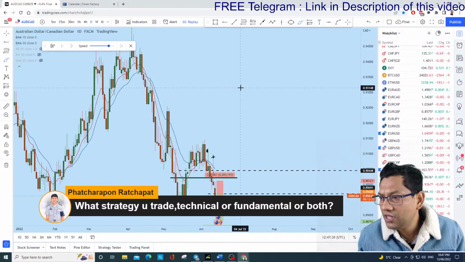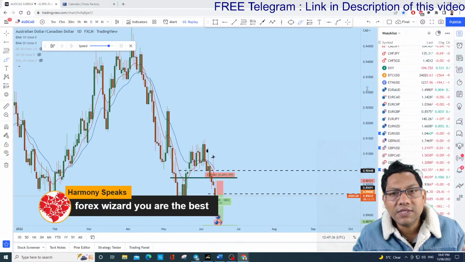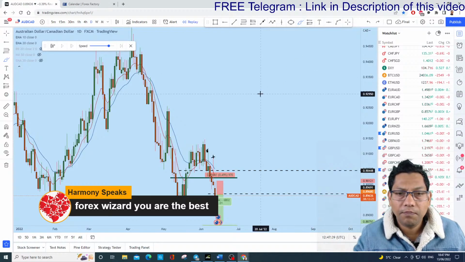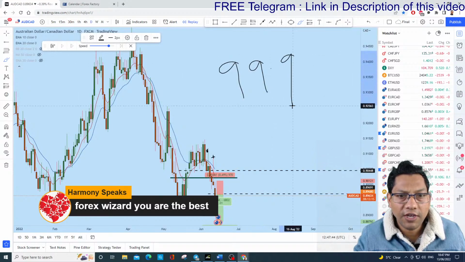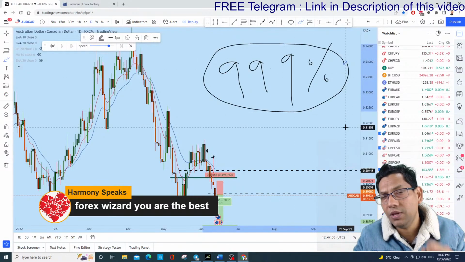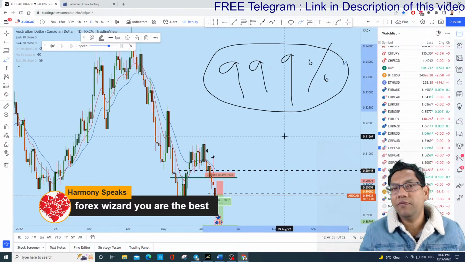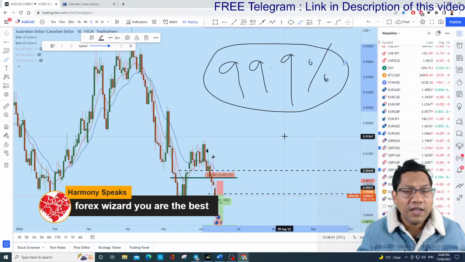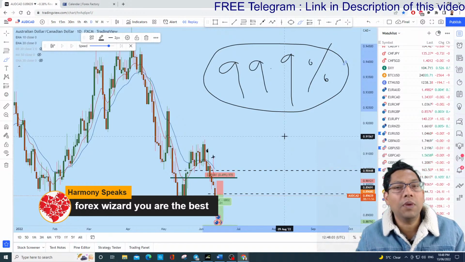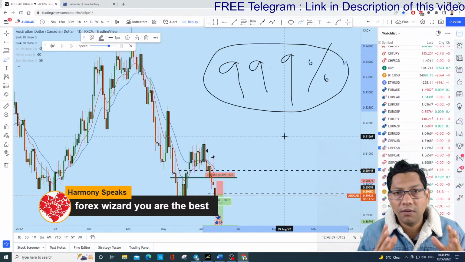Thank you, Harmony. You can say that 99.9% of traders don't know this, the timing. What do I mean by timing? A bullish engulfer or a bearish engulfer could be very different based on what day and what time they are forming, and to understand that you need experience, you need proper guidance.